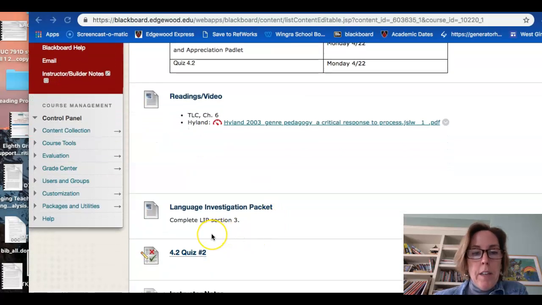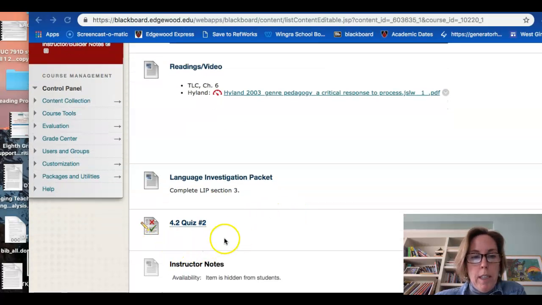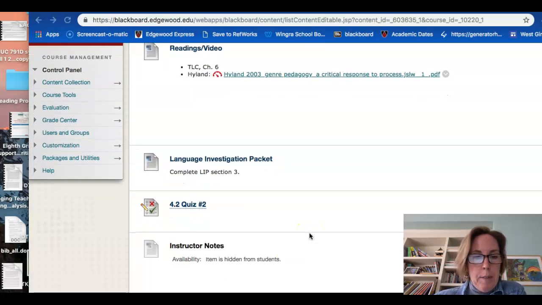Continuing on with the investigation packet, you're finishing section 3. The key is already up there because it was up for the first part last week. You have a quiz this week, which is right here. And in the previous module, there were some instructions on how to review that.